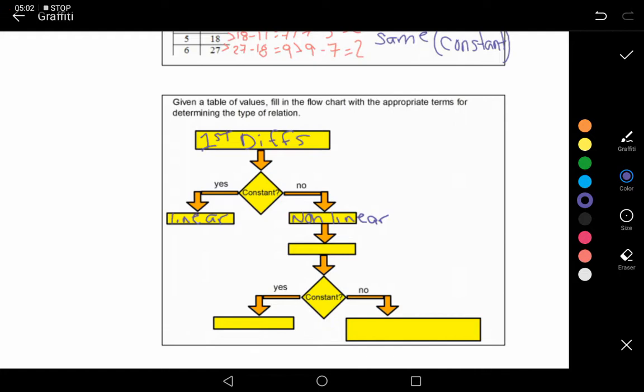If it is nonlinear, we have to move on to our next step, which is to calculate the second differences. If our second differences are constant, which just means the same, then we have a quadratic function. If they are not, we're just going to label that as neither or other, for now.